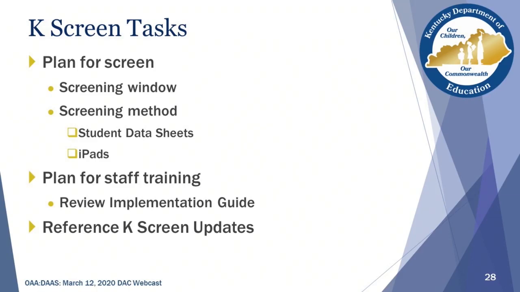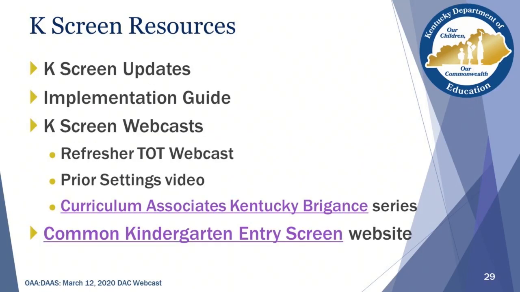You want to plan for your staff training. You want to make sure that you review your implementation guide during that time and reference your K-Screen updates as well. Here are some resources for you. You've got the K-Screen updates, implementation guide, your K-Screen webcasts, refresher for your train-the-trainer, prior settings video, and all of this in the Curriculum and Associates Kentucky Brigade series, and this is housed on the Common Kentucky Entry Screen website.